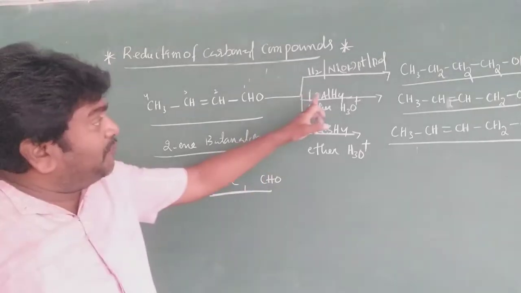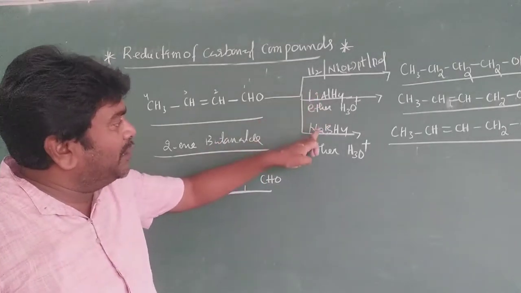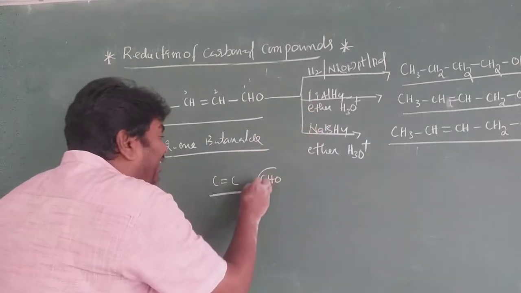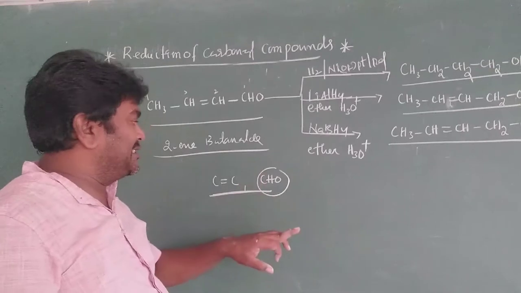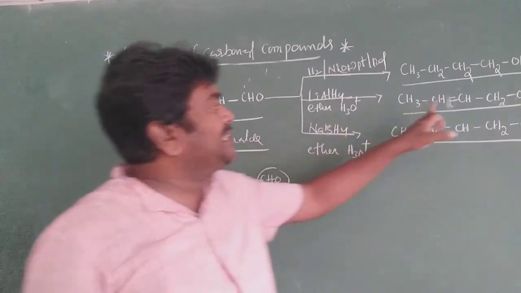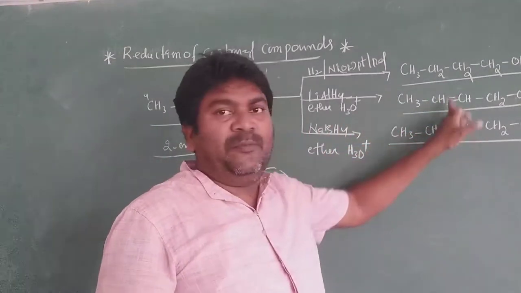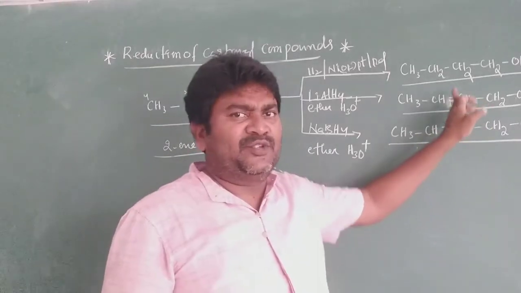In the presence of lithium aluminum hydride and sodium borohydride, only the aldehyde is converted into alcohol. The C=C double bond cannot be reduced. It is very, very important, my dear students.